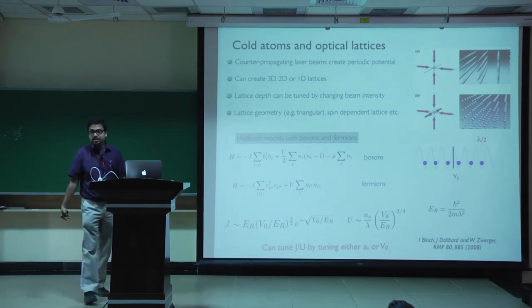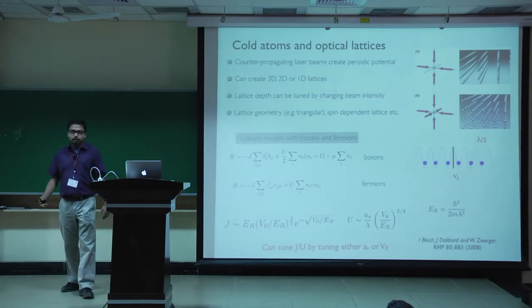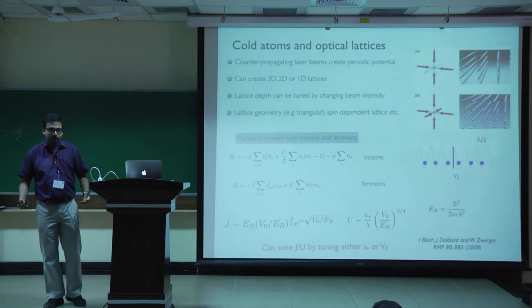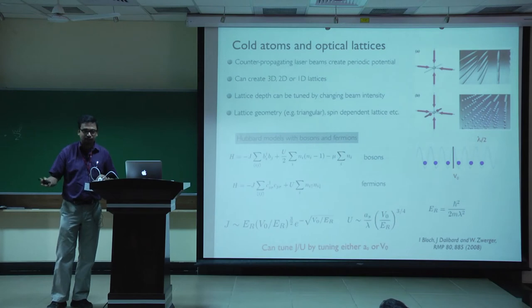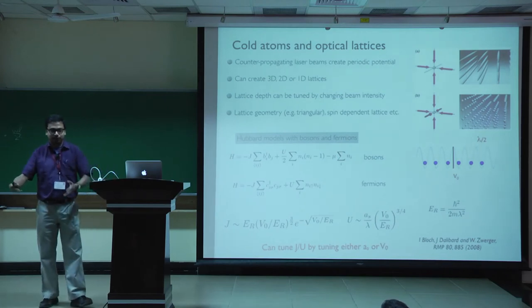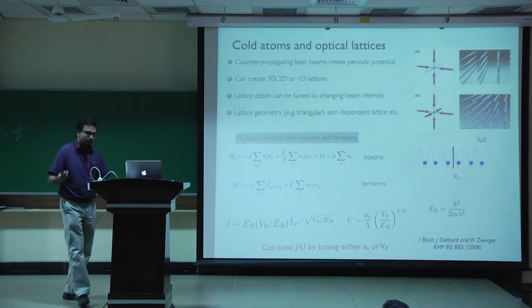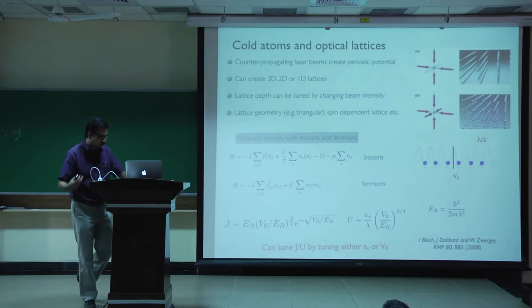Now, that's very nice, because as a theorist, if I give you a system where I can say, well, you give me a J over U that you want to do your calculations on, I can give you a system corresponding to that, many theorists will jump for joy. So that's basically what is happening here.